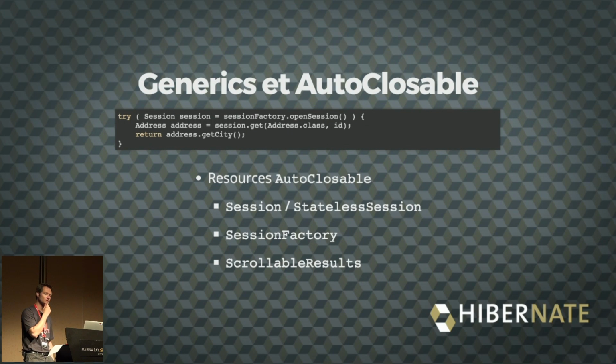Generics and auto-closable. So again, if you use an app server or Spring, they will actually start and stop the session for you. But we made our resources like sessions, session factories, scrollables, actually auto-closable. So you can use the try-with-resources block that Java 7 brought to the table.